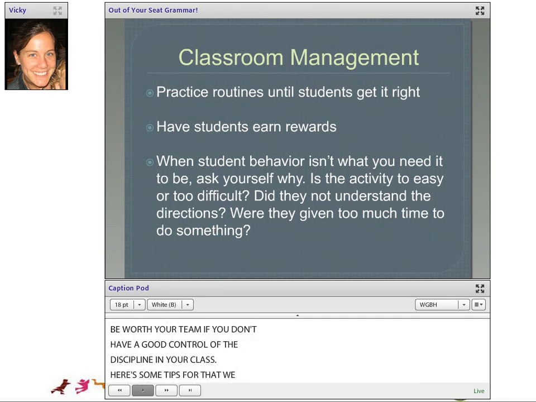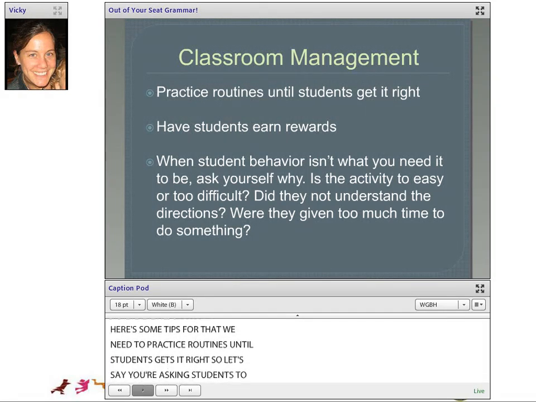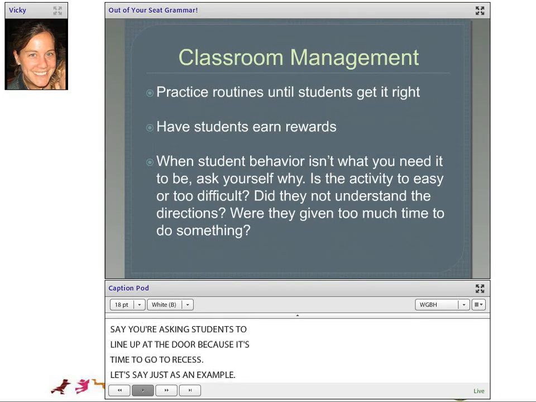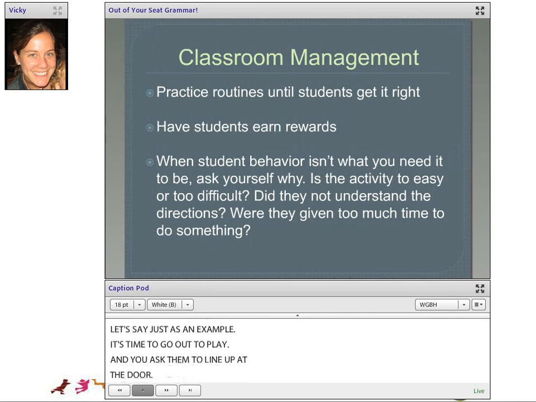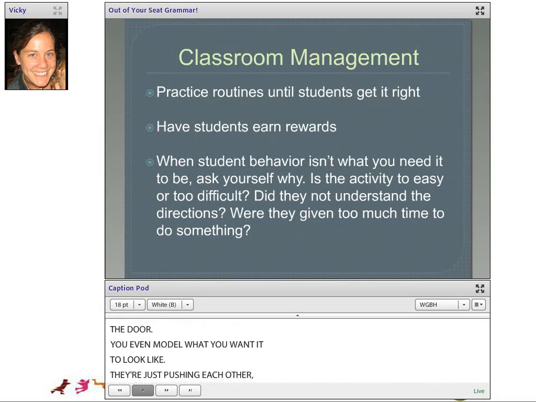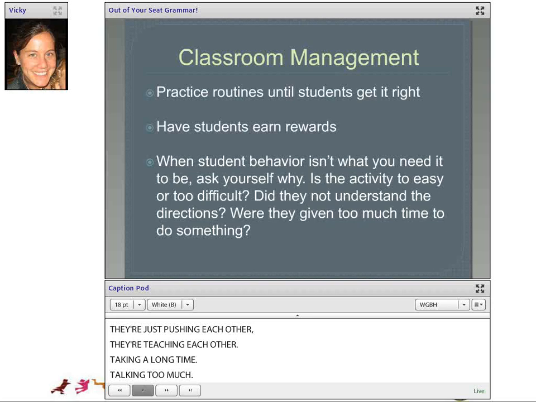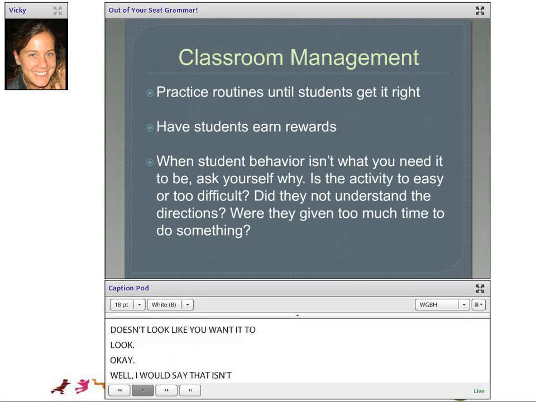So let's say that you're asking students to line up at the door because it's time to go to recess. Let's say, just as an example, it's time to go out to play, and you ask them to line up at the door, and you even model what you want it to look like, but they're just pushing each other, they're touching each other, they're taking a long time, they're talking too much, it doesn't look like you want it to look. Okay. Well, my students, I would say that actually isn't what a good line looks like, and so we're going to sit down and we're going to try it again.